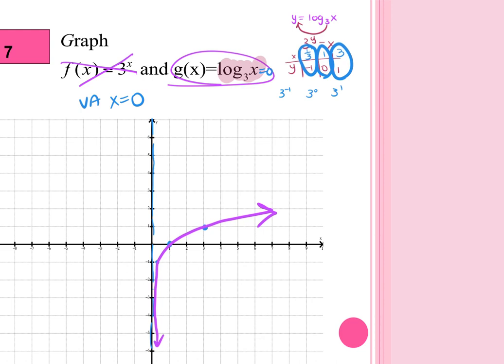So what's the domain here? Good. 0 to positive infinity. What's the range? All real numbers. -infinity to positive infinity. What's your x-intercept? 1, 0. So either from the graph or from the middle coordinate of your t-chart.